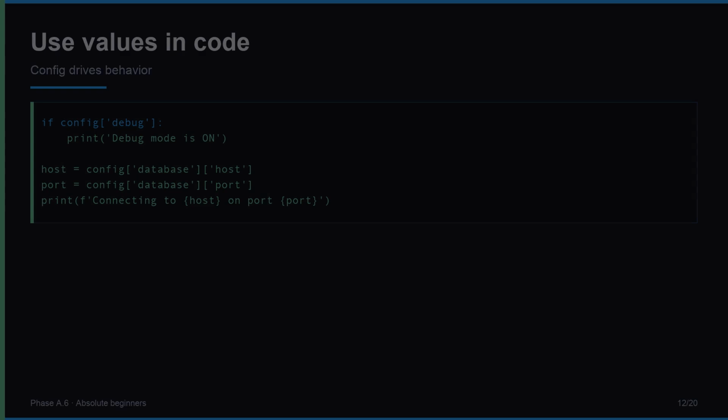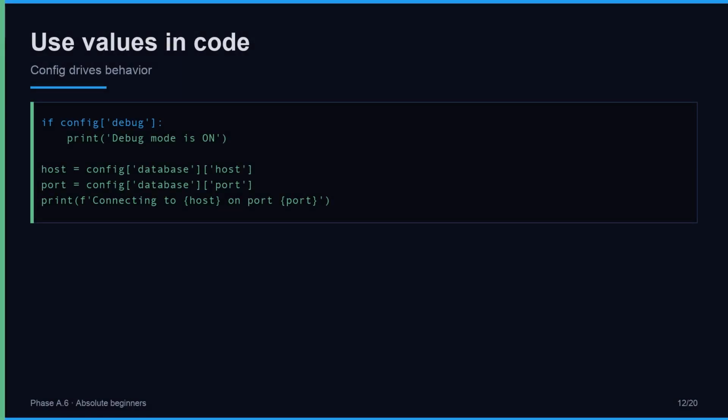Inspect what is there, now use the values. If config square brackets debug is true, print that debug mode is on. Pull host and port out of the database block and print an F string saying you are connecting. This is the whole point of configuration. Your code reads values from the file and behaves differently based on what it finds. Change the file, restart the script, and the behavior changes. No code edits, no redeploys. That is the power of config-driven programs.